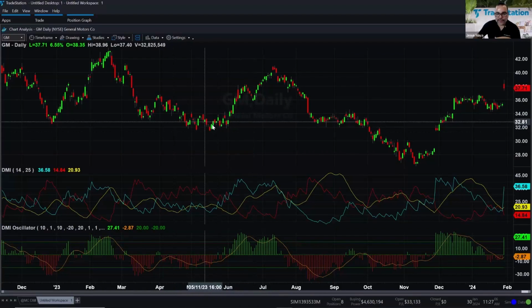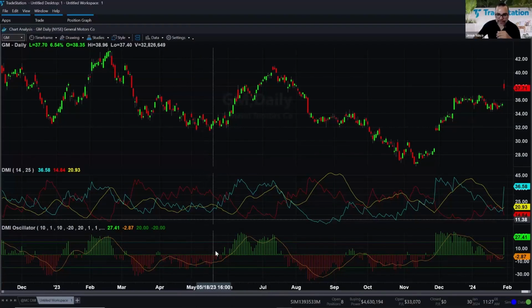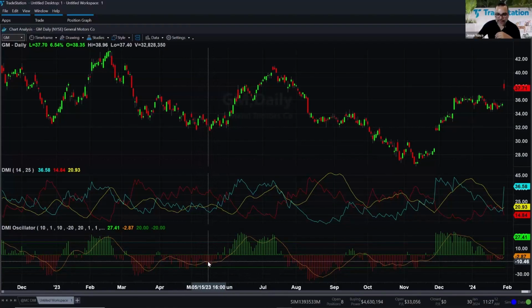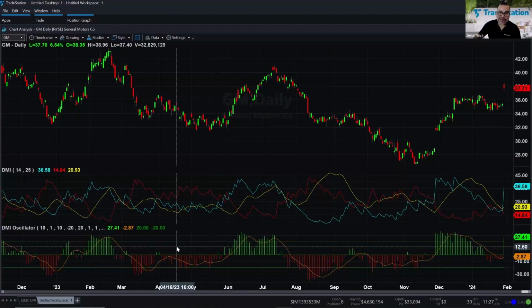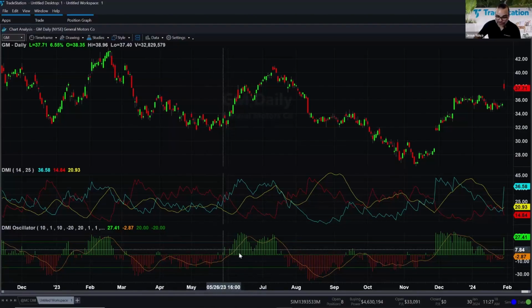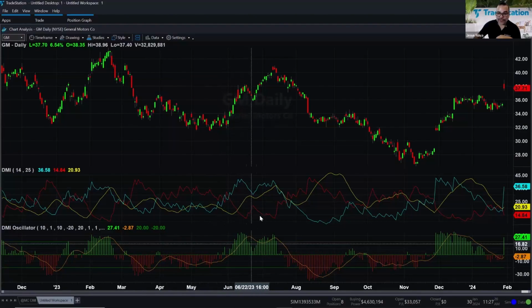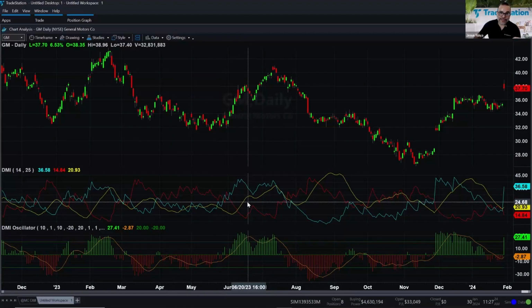Right here, we had a sort of a consolidation period. It wasn't really clear on the DMI, but we could have looked at the ADX. One thing that the DMI oscillator indicator doesn't do, which is this indicator at the bottom, it doesn't give us the ADX value. The ADX value is something that is really nice to take a look at because it does tell you if the prices are trending.